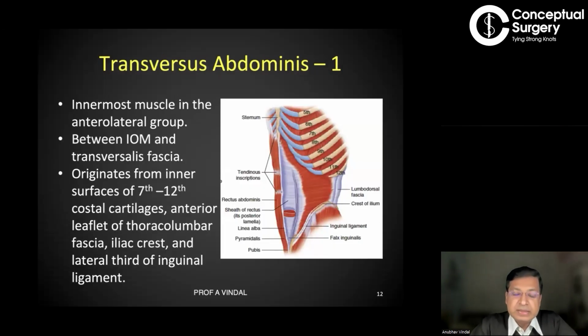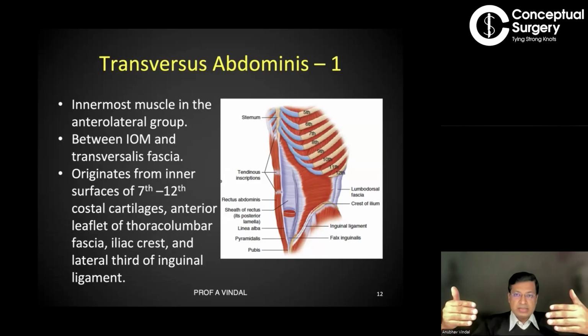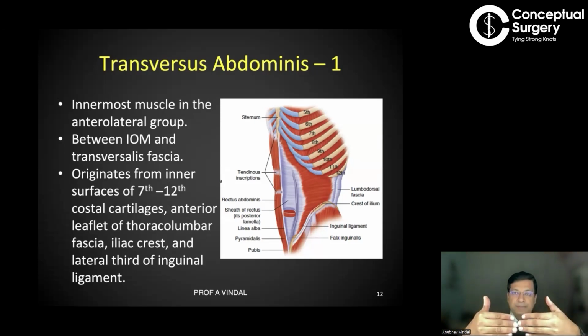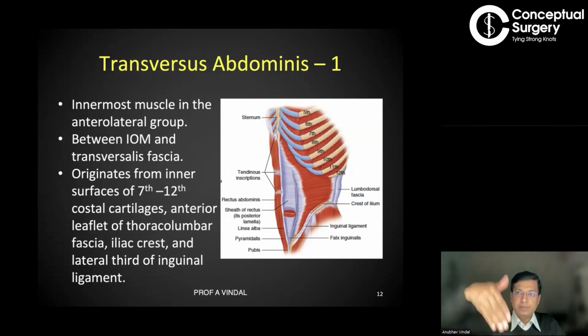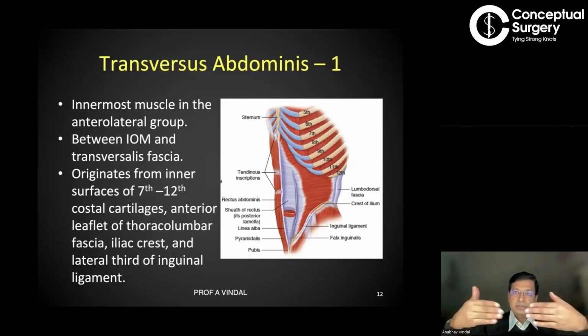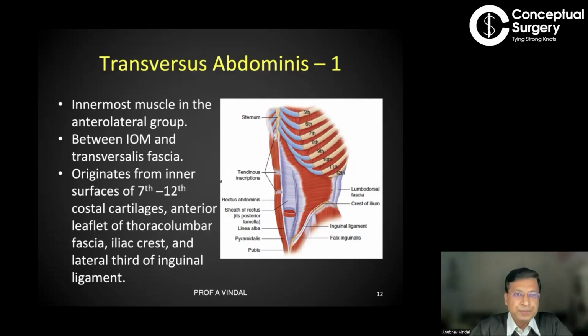The deepest muscle of the three flat lateral muscles of the abdominal wall is the transversus abdominis muscle, which, like the name suggests, has fibers running transversely. So external oblique runs downwards, forwards, and medially. Internal oblique runs upwards and medially, and transversus abdominis runs transversely.